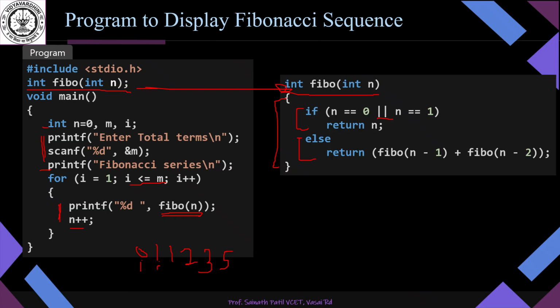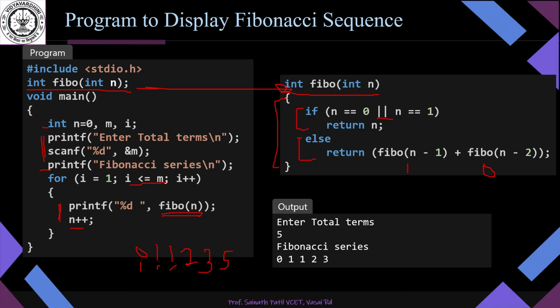Then n plus plus, n becomes 1. So it will call the function. Again, the base condition is satisfied. It will display 1. Then n plus plus, n becomes 2. It will come here. The base condition is not satisfied, but it returns fibo of n minus 1, that is 2 minus 1, that is fibo of 1, which is 1, plus fibo of n minus 2, that is 0. Fibo of 0 is 0. So 0 plus 1, it will display 1. Like that, it will keep on executing this statement.